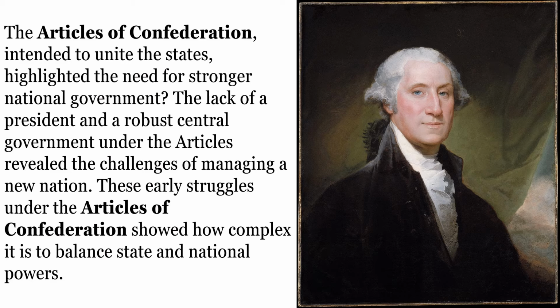The Articles of Confederation, intended to unite the states, highlighted the need for stronger national government. The lack of a president and a robust central government under the Articles revealed the challenges of managing a new nation. These early struggles under the Articles of Confederation showed how complex it is to balance state and national powers.